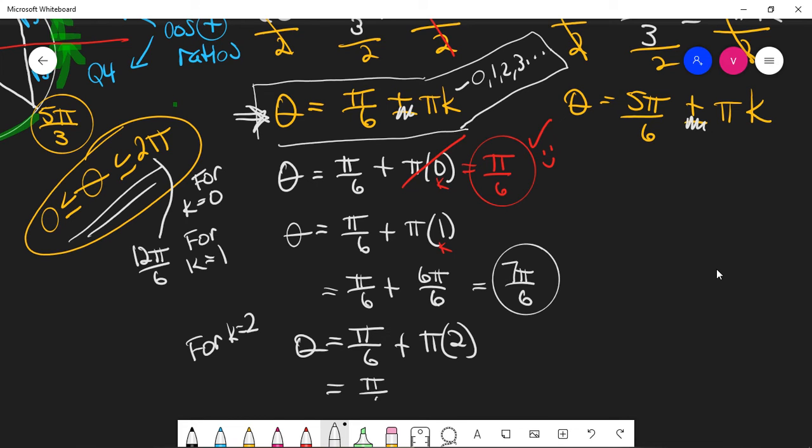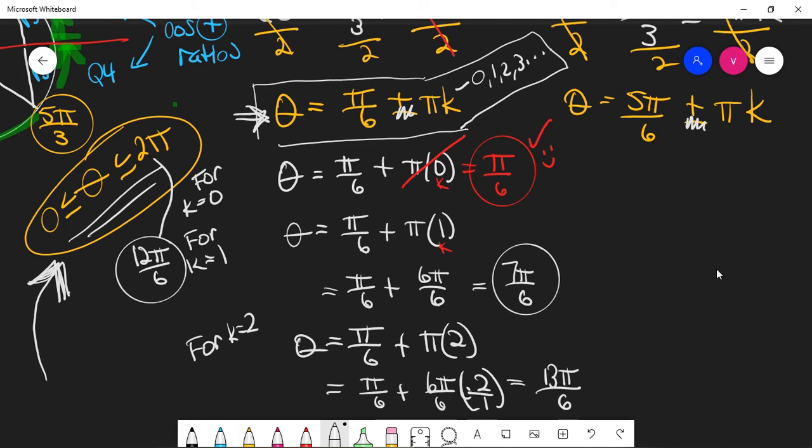So what is that? Pi over 6 plus 6 pi over 6 times 2 over 1, right? 2 is the same as 2 over 1. Well, what is that? 12 pi plus 1 pi over 6. 12 pi over 6 plus 1 pi over 6 is 13 pi over 6. Is that in between 0 and 2 pi, or 0 and 12 pi over 6? No, this does not work. Okay, this is good. And this is good right here, okay?